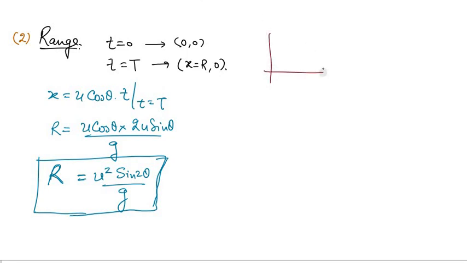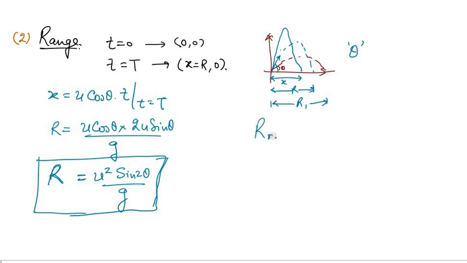Because if you throw a projectile at this angle theta, it will go something like this. If you throw with some different angle theta, it will go something like this. If you increase the angle, it will go like this. So this distance, whatever you call R or R1, what will be the maximum? That depends upon the angle theta. So maximum range depends upon the angle theta.